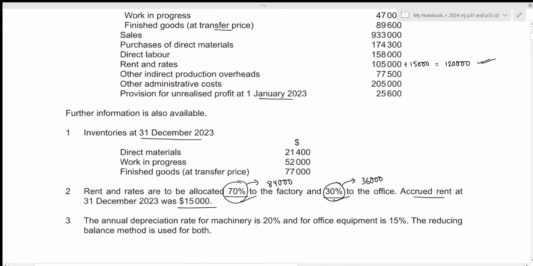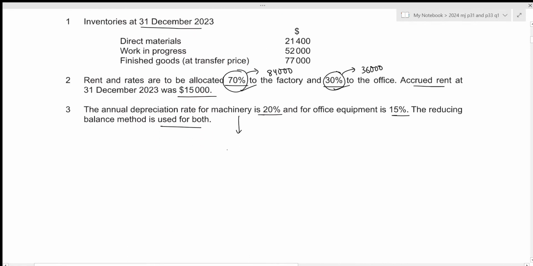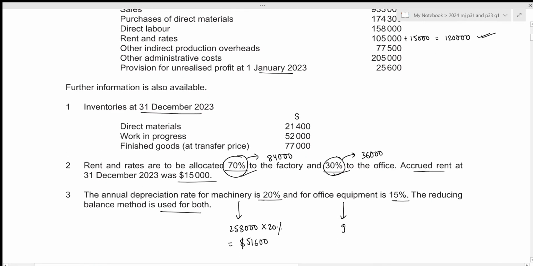Okay, then the annual depreciation rate for machinery is 20% and for office equipment is 15%. The reducing balance method is used for both. Okay, so for machinery, we can start with our carrying value at the opening date, 258,000. 258,000 times 20%. This results in the depreciation of 51,600. Now for office equipment, again we can start with the carrying value, 98,000. So 98,000 times the rate is 15% in this case. This results in the value of 14,700.